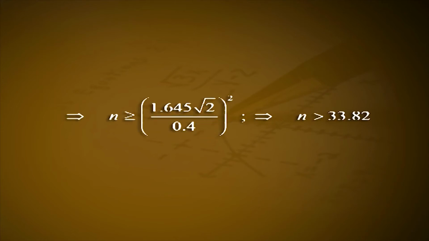From 1 and 2, we get for the required number of samples, 1.645 into square root of 2 by n less than or equal to 0.4. This implies n greater than or equal to 1.645 into square root of 2 divided by 0.4, the whole square. This implies n greater than 33.82. Hence, the minimum number of samples required is 34.